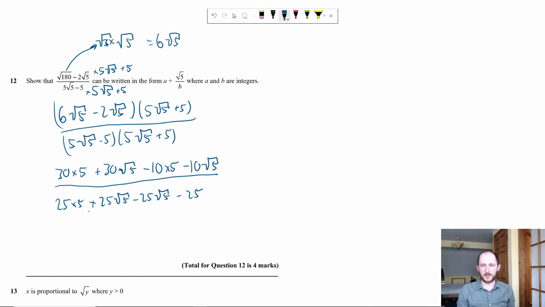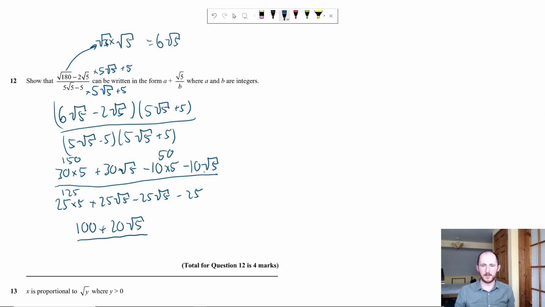Okay, so 30 times 5 is 150. So 3 times 5, add the 0. That is obviously 50. 25 times 5, so times it by 10 and then half it, so that'd be 125. And that's it. Okay, so we have 150 minus 50 on the numerator. 150 minus 50, so we're going to make that 100. Then we have 30 root 5 minus 10 root 5, so that's 20 root 5.